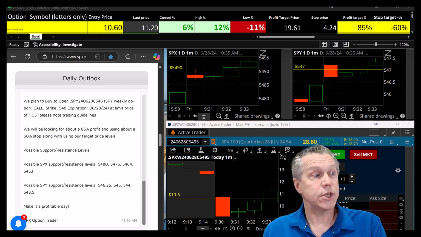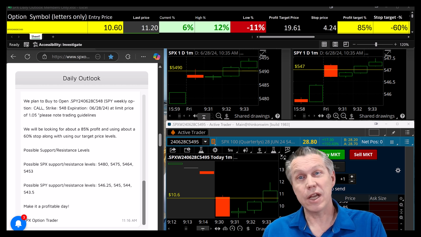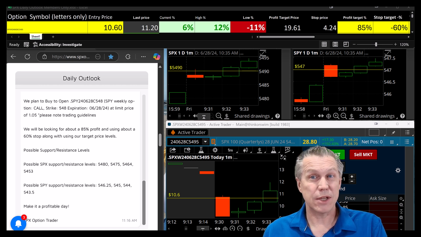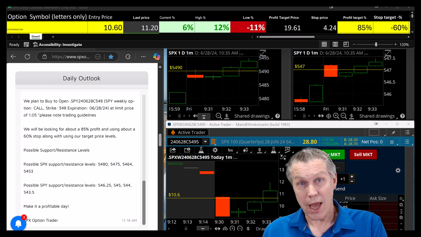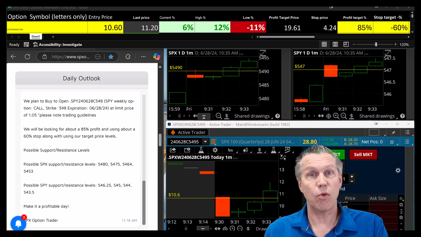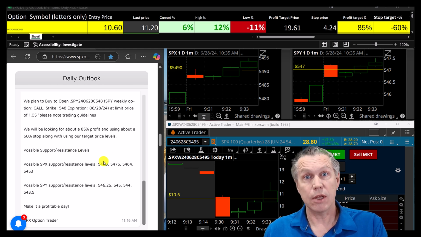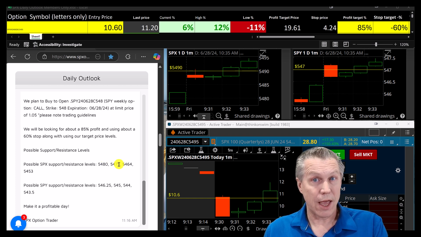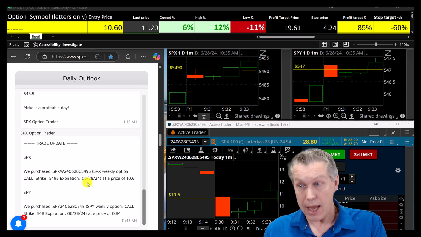Now remember, the postings on the Daily Outlook are normally going to come anywhere from 20 seconds to a minute after we actually entered the trade. And so don't be surprised if you go ahead and enter a trade that it takes a little bit before it's updated in the Daily Outlook that we have also entered the trade at SPX Option Trader. But once we have entered the trade, we will post that update as we just did here.